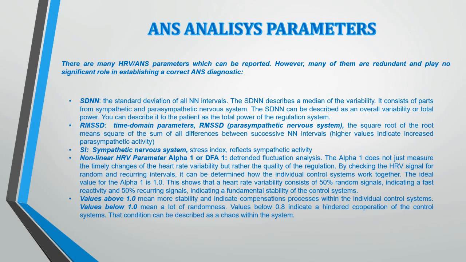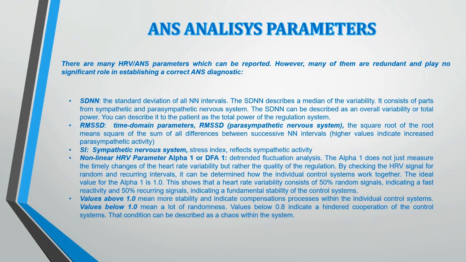The other parameter that we look at with this system is the so-called RMSSD. So those are time domain parameters. The RMSSD is the parasympathetic nervous system activity, and the square root of the root mean square of the sum of all of the differences between successive NN intervals. And here higher values indicate an increased parasympathetic activity. Then we look at a parameter called SI, which is an indicator of the activity of the sympathetic nervous system, so a stress index, and it of course reflects the sympathetic activity.